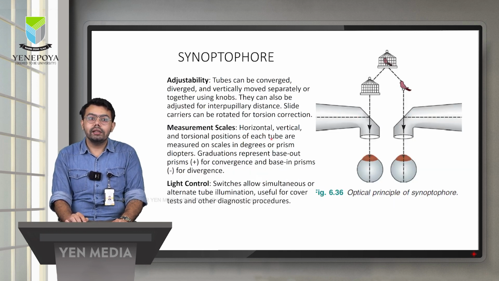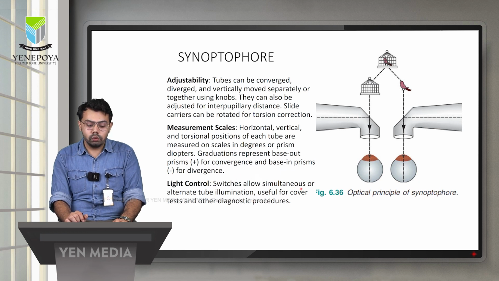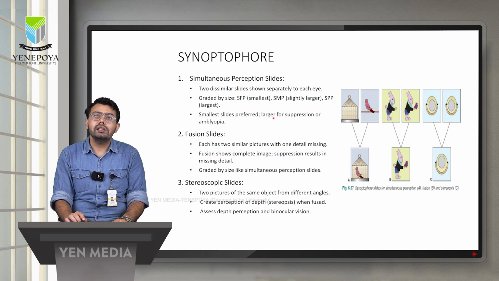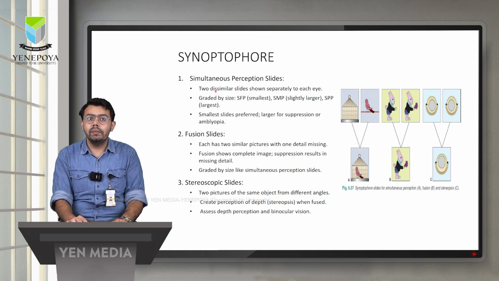The light control, as I have already talked about, can be used for the cover and uncover test and can be used independently. So the synoptophore uses three principles. It uses simultaneous perception slides, which can have foveal perception, macular perception and peripheral perception. As we go towards the periphery, the angle increases, so that slide is the largest. The smallest slides are preferred for fine testing, and larger ones for suppression or amblyopia.